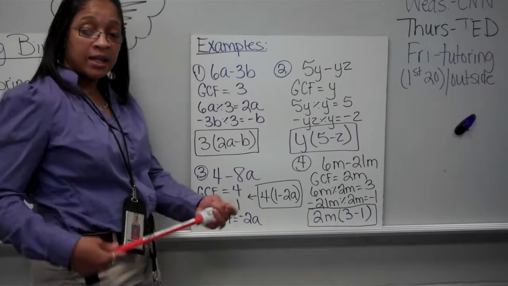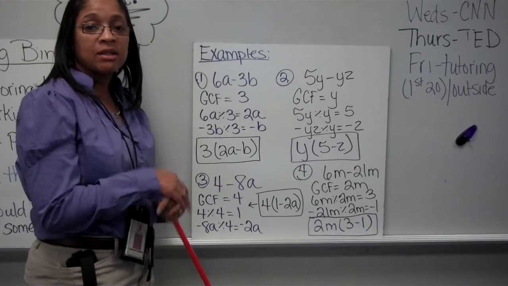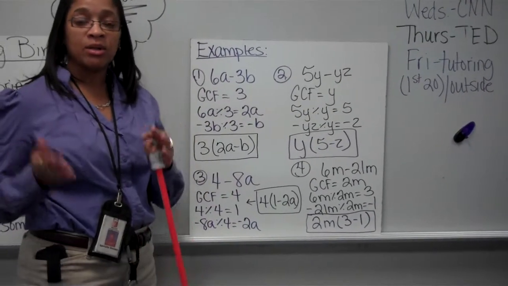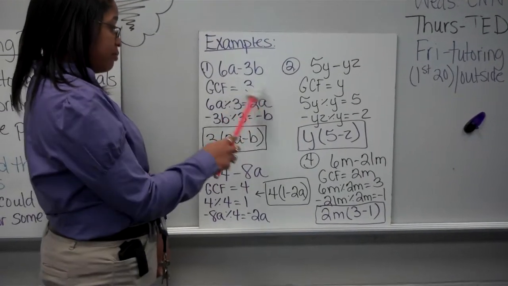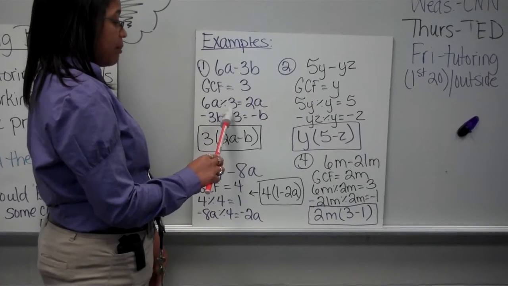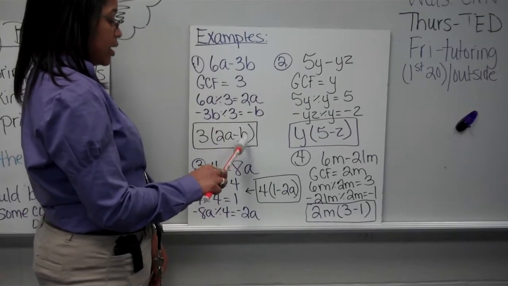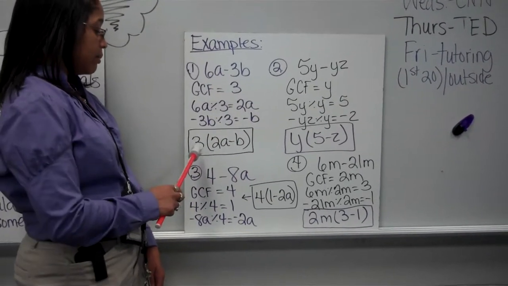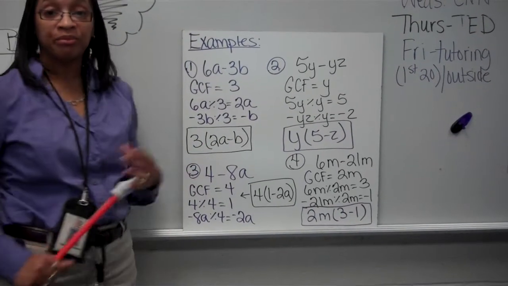To write that answer as a final answer, you need to put your GCF in front of the parentheses, because that is the number you will distribute, and leave the quotient of the remaining terms inside the parentheses. So I have put it all together. 3 is my GCF. When I divided 6a by 3, I got 2a. And when I divided negative 3b by 3, I got negative b. So I put that all in parentheses. And my final answer is 3 times 2a minus b.